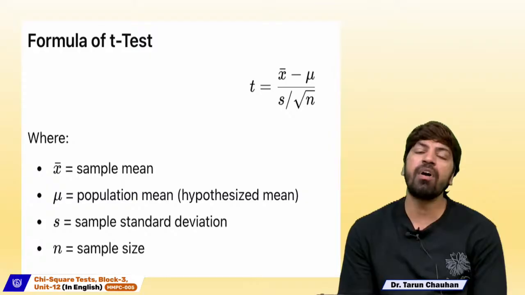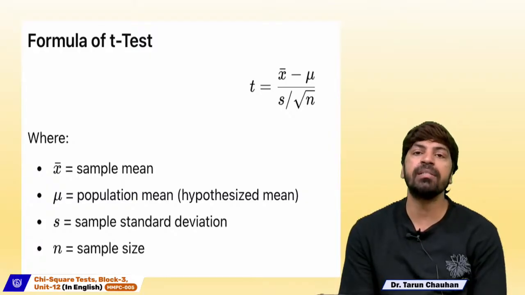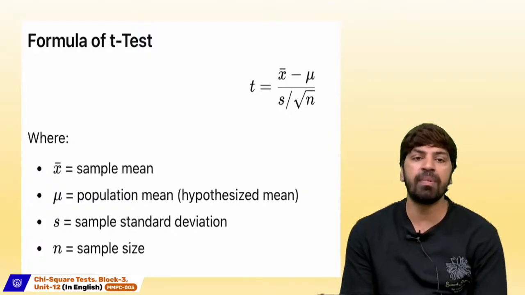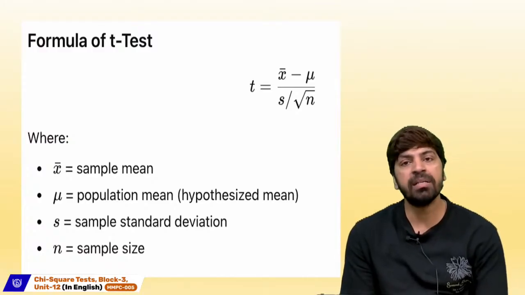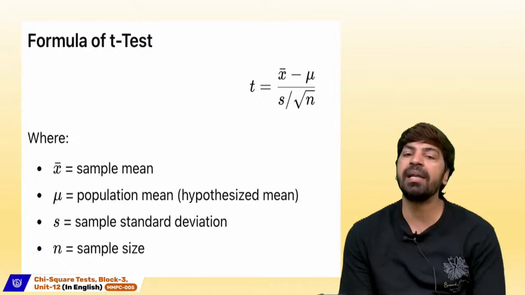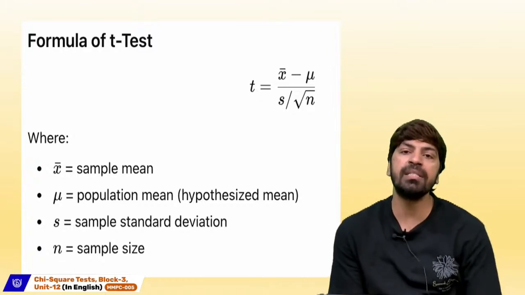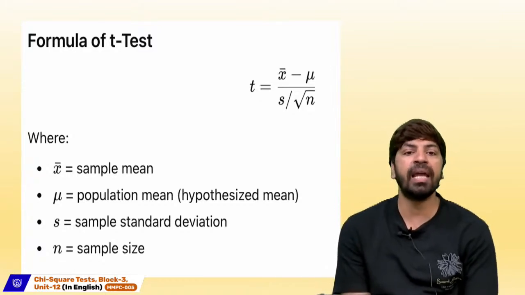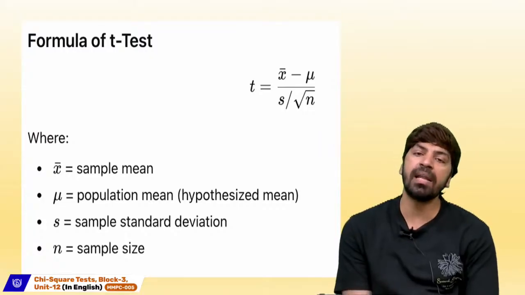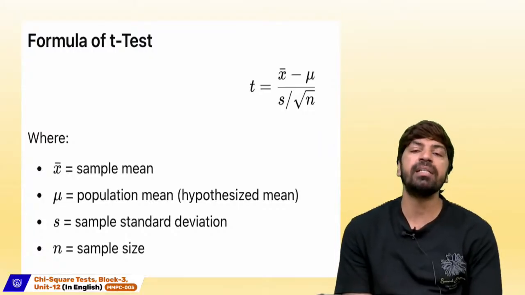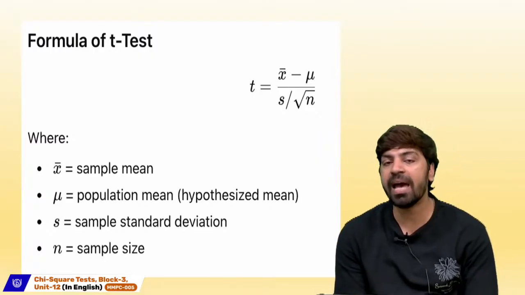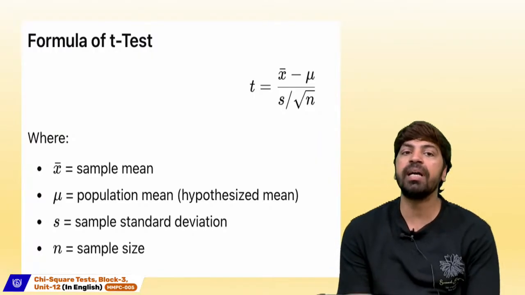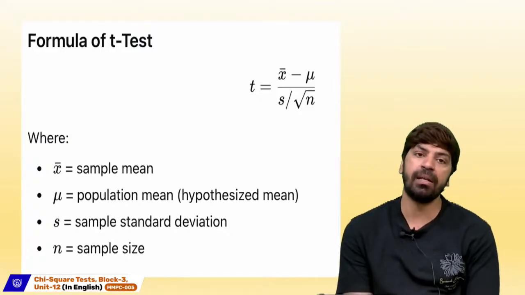So the major formula of the t-test is t is equal to x bar, that is the sample mean, minus the population mean, divided by the standard error, that means s by the square root of n. S is the sample standard deviation and n is the sample size, and the standard error is equal to s by root n.